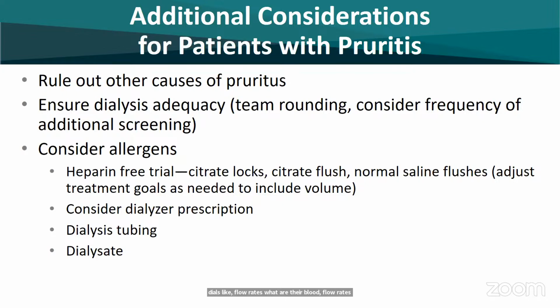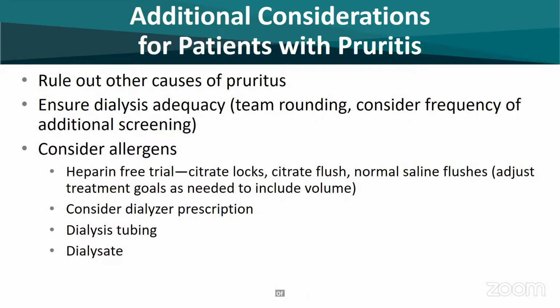And then you want to consider some allergens, looking at a heparin-free trial. So don't give them any heparin at bolus or hourly, if that's how your unit uses, or a mid-treatment dose. Think about things like citrate locks or citrate flushes. If you're going heparin-free, you can use normal saline flushes, and these can be adjusted with treatment goals as needed to include the volume. So if you have a patient who is not getting heparin, you want to rinse their system about once an hour, if not once every half an hour. And if you're rinsing that with 50 to 100 cc's of saline, you want to make sure you add that into their volume removed.